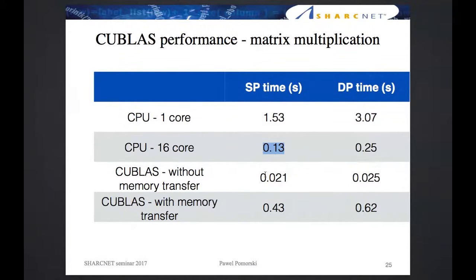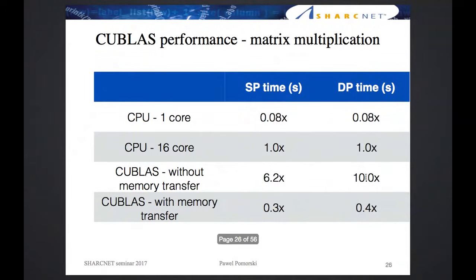Now, if I do this calculation using cuBLAS, and I don't include the time it takes me to transfer memory, the calculation drops down to 0.21 seconds. But if I include the memory transfer, it actually stays quite high. It stays at 0.43 seconds. And then analogously, for double precision, 3 seconds on single core, 0.25 seconds on 16 cores, and then 10 times faster without memory transfer, and 0.62 with memory transfer.